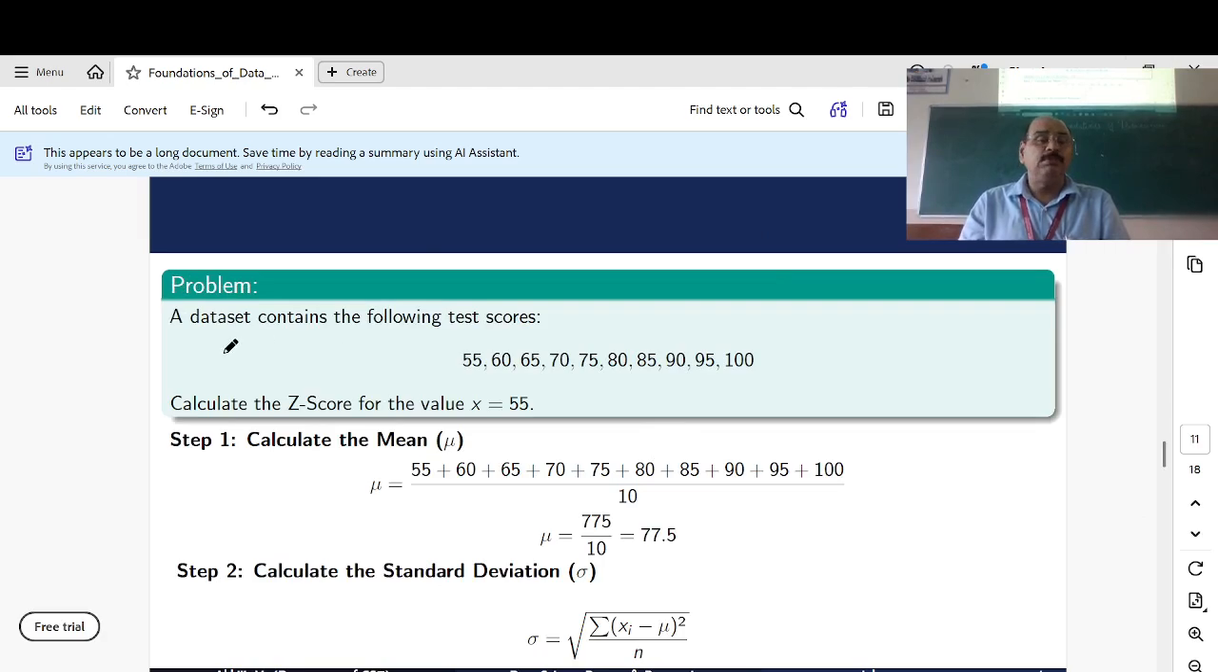I'll give you an example. You have values 50, 60, 65, 70, 75, 80, 85, 90, 95, 100. I want you to find the z-score for the value of 55. That is this first value, x is equal to 55. How will you do that? First you will find the average of all these values. Average means this one plus this one plus this one, all the values added, divided by the number of values, that is 10. So the average of this set of values, we got it as 77.5.